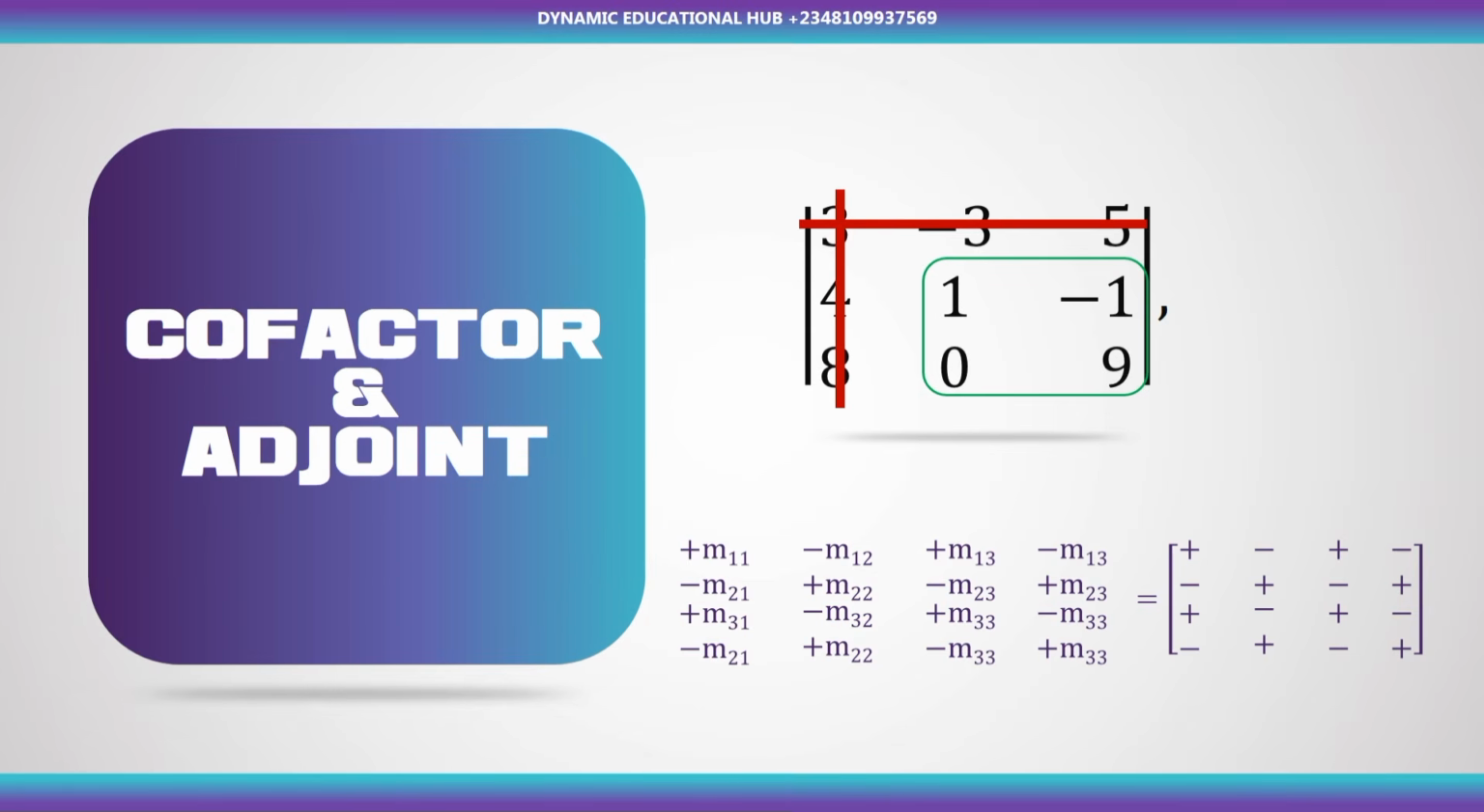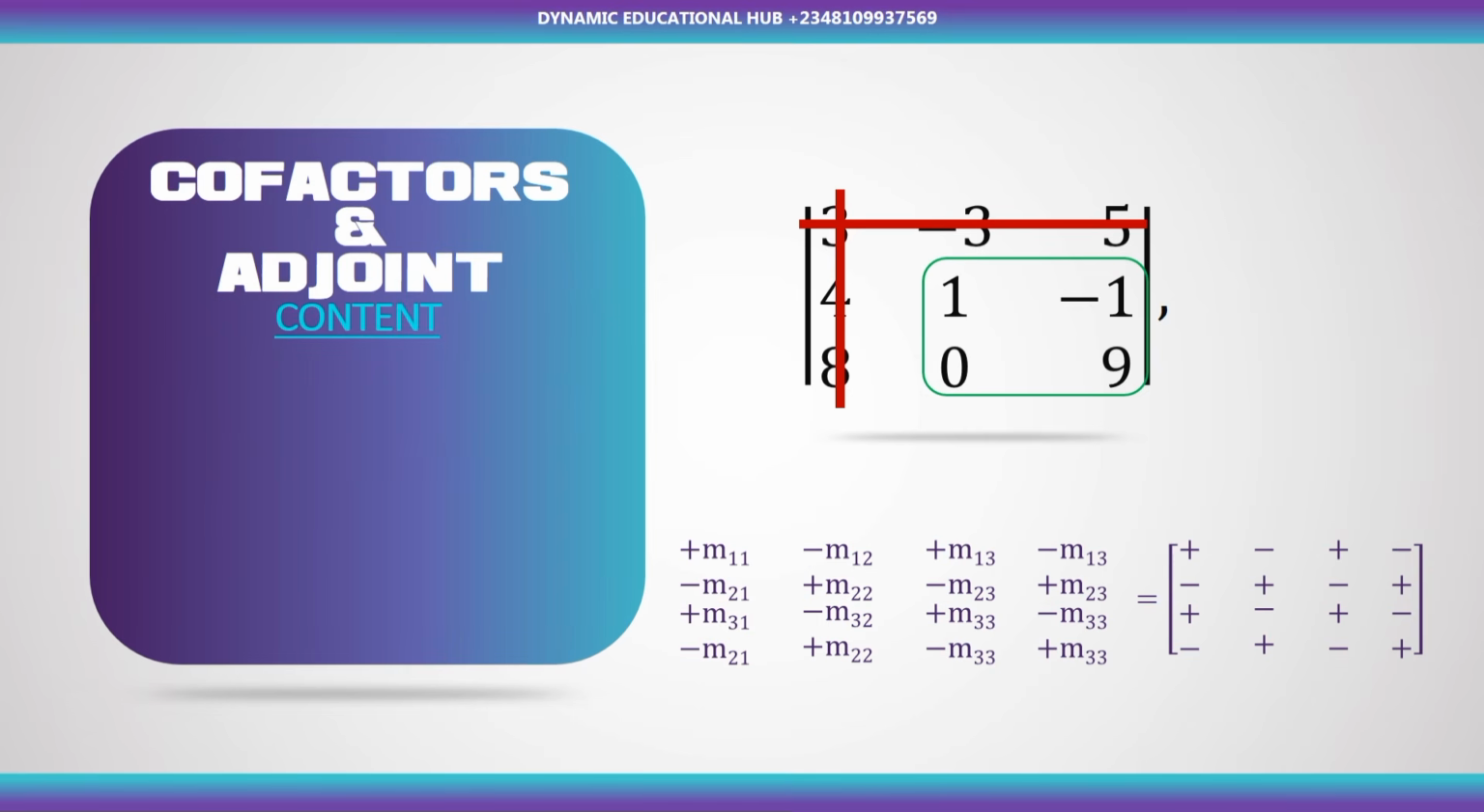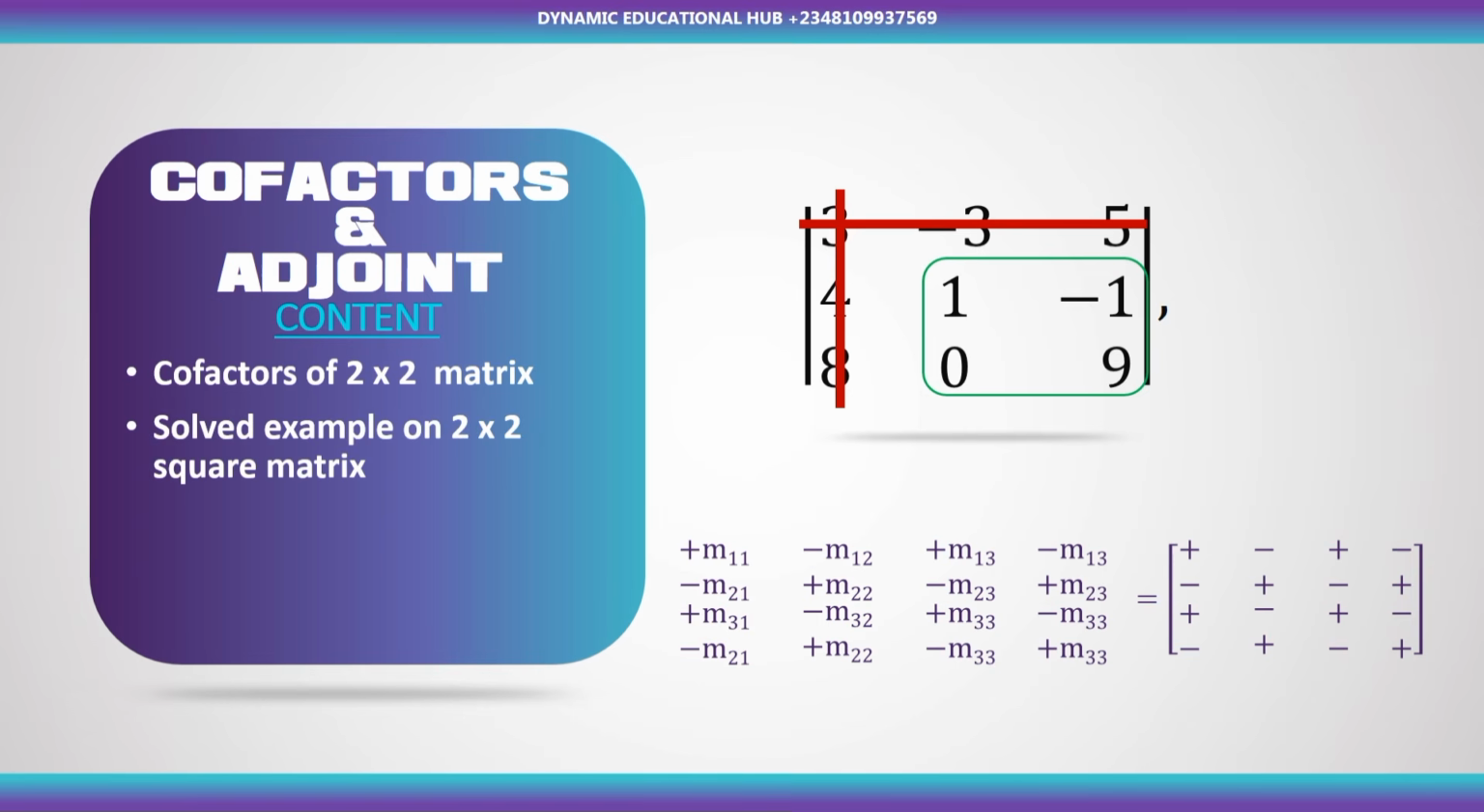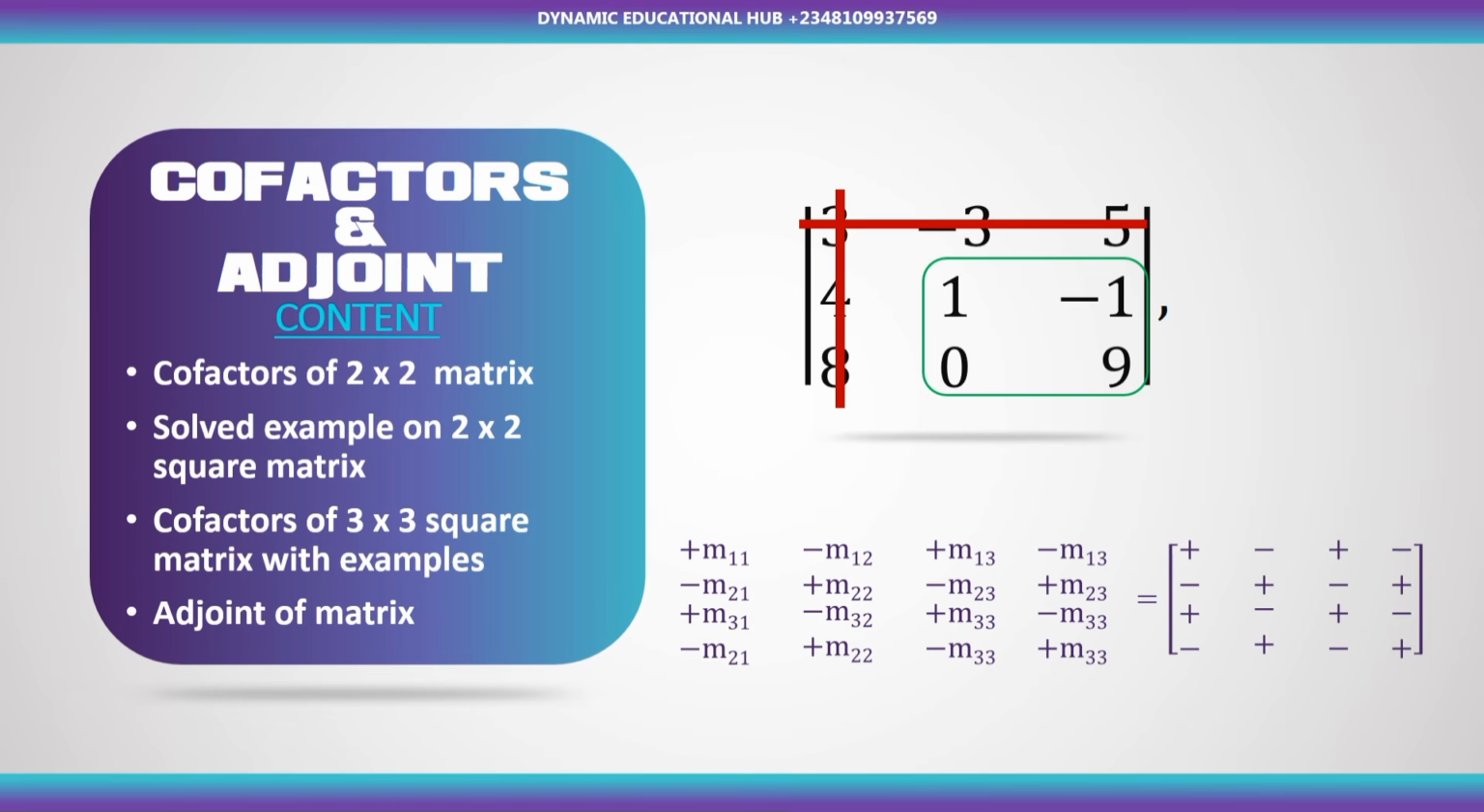What are we learning in today's video? We are learning cofactor and adjoint of matrix. In this video, we are going to look at the meaning of cofactor of a 2x2 matrix, solve an example on a 2x2 square matrix, and then we talk about cofactor of a 3x3 matrix with example, then adjoint of matrix. If you haven't watched my previous video on minor, kindly watch it so you will not be lost in this video.